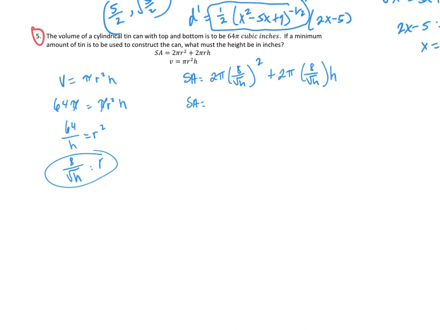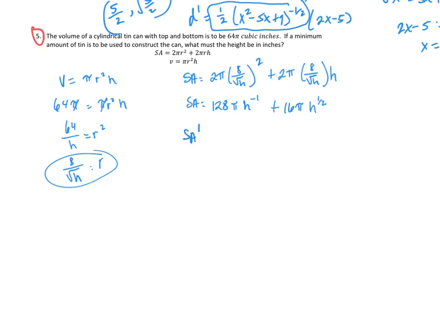So I have a 2 pi times a 64, so I have a 128 pi. I have a root h squared, so that becomes an h in the denominator or an h to the negative 1. I have 16 pi, and an h over a root h would be an h to the 1/2 up top. Okay, so much easier now. I just have a power rule to derive.